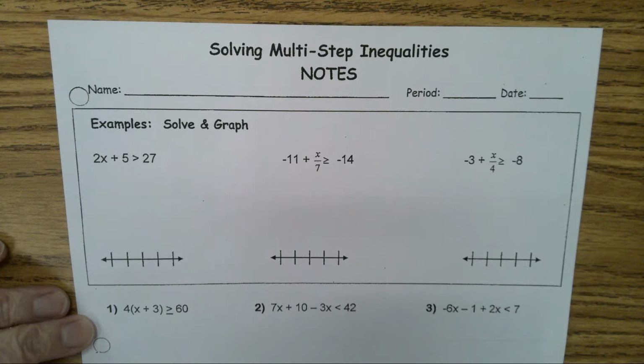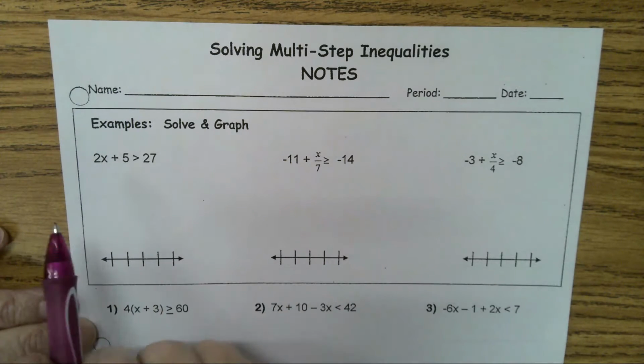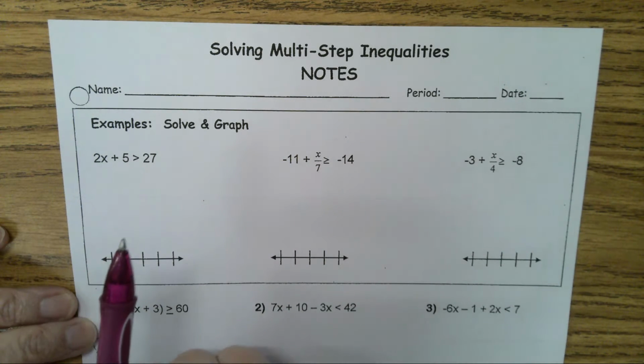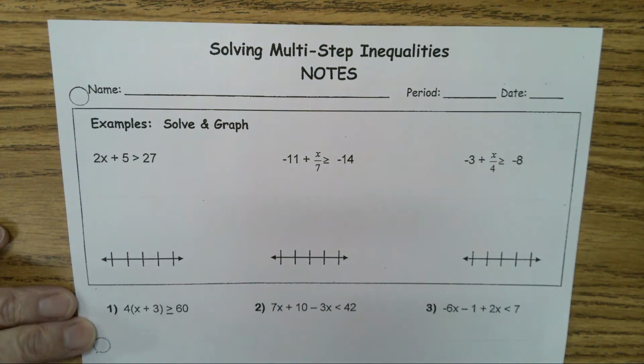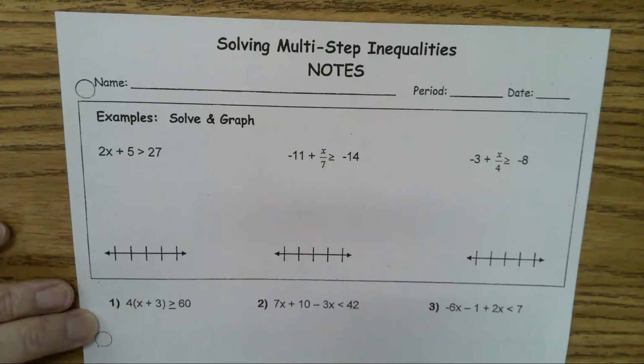Multi-step inequalities. This is just like what we were doing when we did multi-step equations, except we are dealing with greater than, less than, greater than or equal to, less than or equal to signs, and sometimes you have to flip your inequality sign. So let's start here with this one.